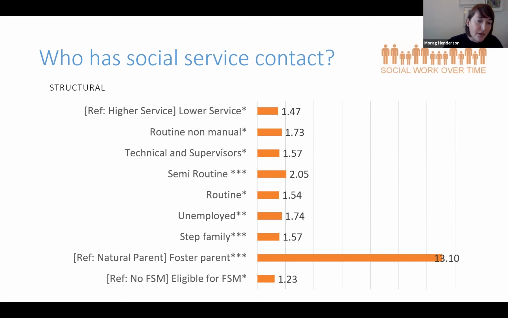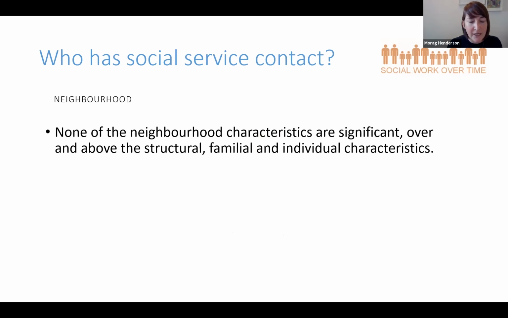Step families compared to, I guess, biological families are having increased odds of having social service contact. So those more complex family structures are a sort of signal of who's having social service contact in adolescence. So too are people who have a foster parent versus a natural parent answering the question. So the odds there are massive, but I guess that's just a function of the system and the structure around them. Free school meal eligibility is a sort of proxy for poverty, and those who are eligible for free school meals have increased odds of having social service contact.